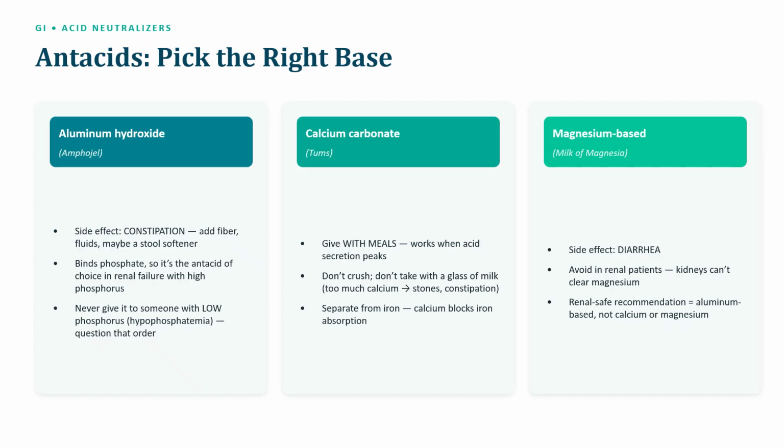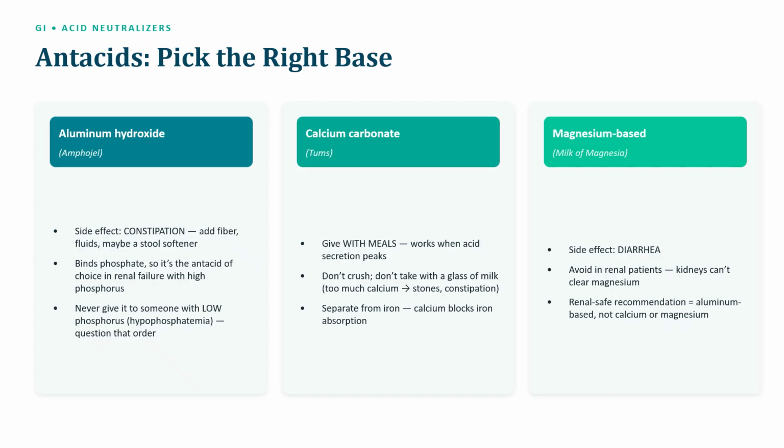There are 3 antacid bases, and each one behaves differently. Aluminum hydroxide, the brand name is Amphogel, causes constipation. So we teach to increase fiber and fluids and anticipate that a stool softener may be needed. Aluminum hydroxide also binds phosphate. That is why it is the antacid of choice for renal failure patients with elevated phosphorus. Dialysis patients take it with meals as a phosphate binder because the kidneys can no longer clear phosphorus. The same property means you would question an order of aluminum hydroxide in a patient whose phosphorus is already low.